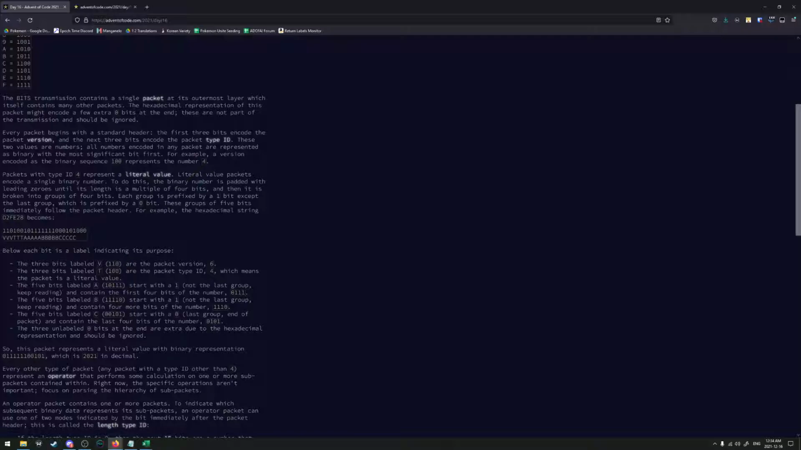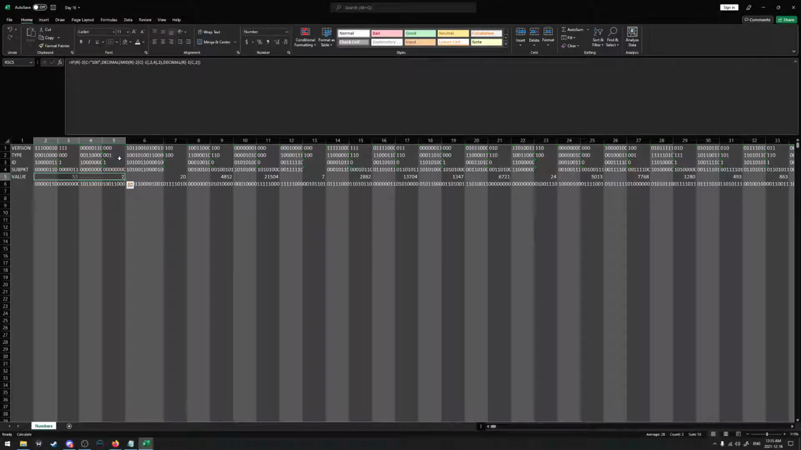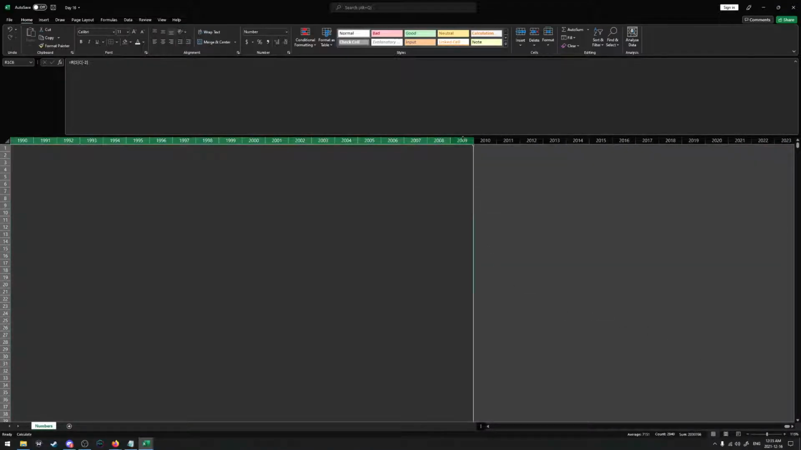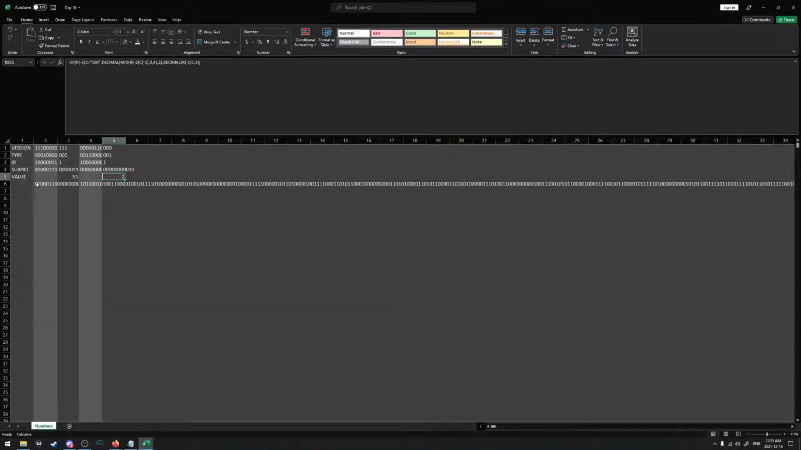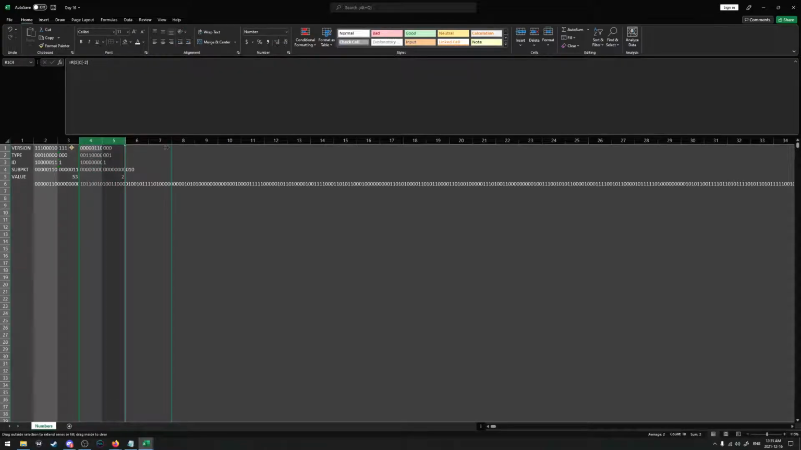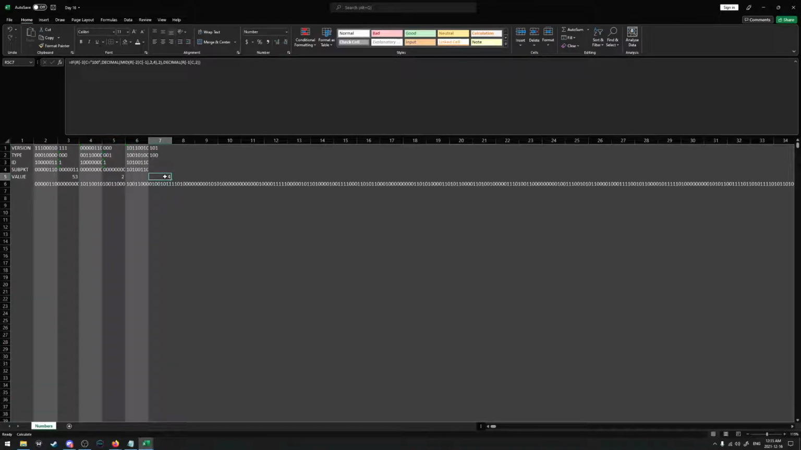Literal value packets encode a single binary number. To do this, a binary number is padded with leading zeros until its length is a multiple of 4 bits. I see what I did wrong. Okay. So my understanding of this question was incorrect. That's fine. So I have to keep nesting it multiple times. So it's not just four. It's four, then something, then something, then something, and so on.